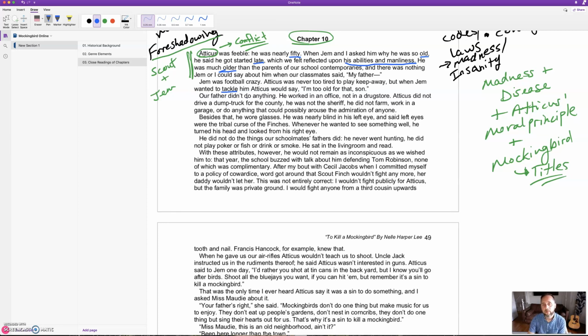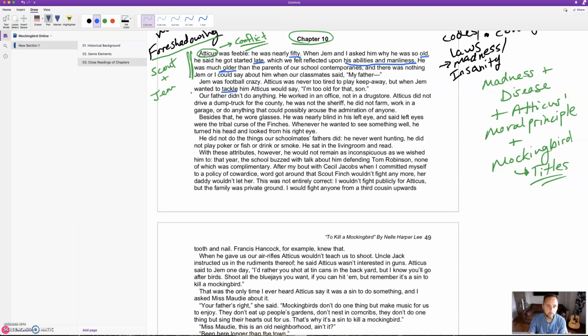Our father didn't do anything. He worked in an office, not in a drugstore. Atticus did not drive a dump truck for the county. He was not the sheriff. He did not farm, work in a garage, or do anything that could possibly arouse the admiration of anyone.